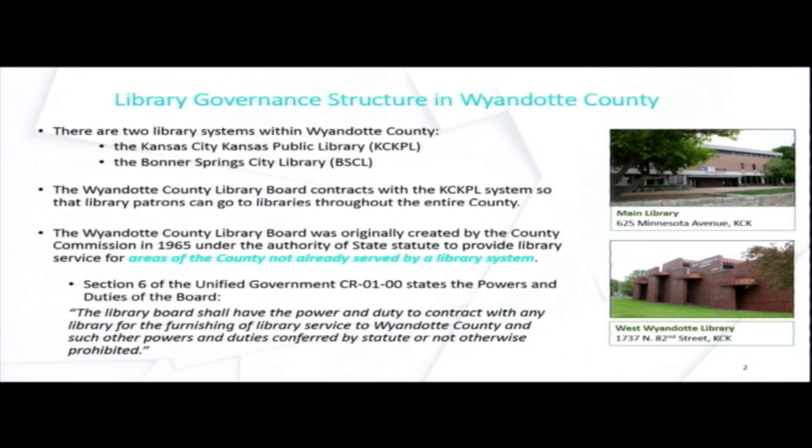States that the powers and duties of the County Library Board shall have the authority and duty to contract with any library for the furnishing of library services to Wyandotte County, and such powers and duties conferred by statute or otherwise prohibited. In addition, we've provided some pictures of some of our libraries. Here is the main library on 6th and Minnesota, and then the West Library on 1737 82nd Street.